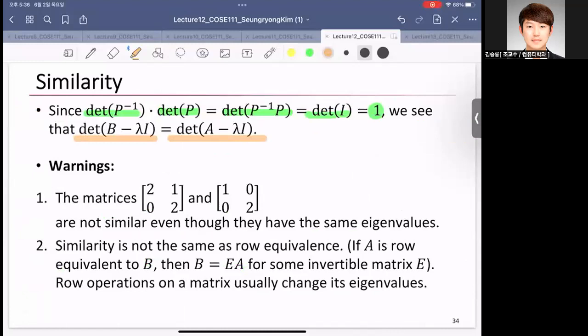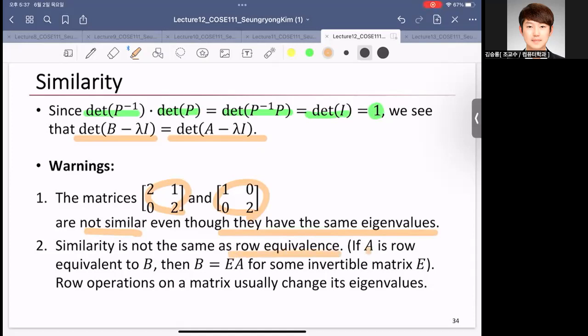We'll use this theorem in chapter 5.3, diagonalization. But here, let's just remember the theorem and definition. There is a warning. The matrices 2 1 0 2 and 1 0 0 2 are not similar, even though they have the same eigenvalues. So please remember that even if they have the same eigenvalues, the matrices are not similar in some cases, right?